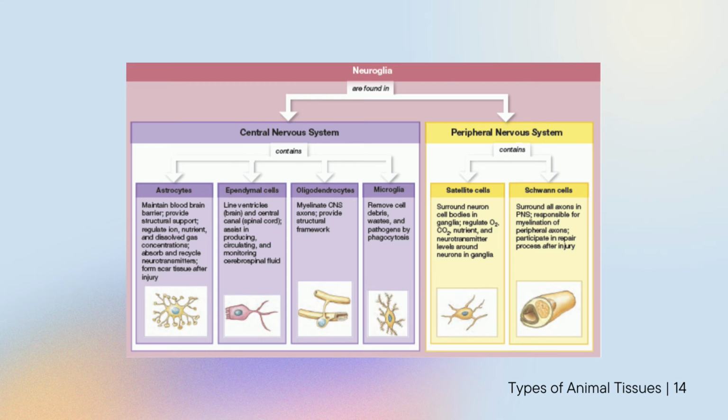So these are the tissues that we have, the basic tissue types that we have for animals.